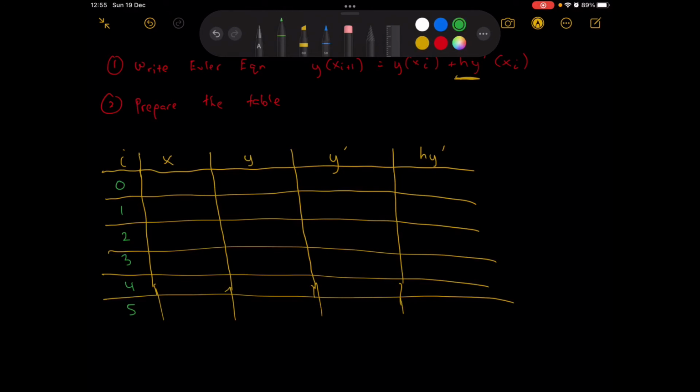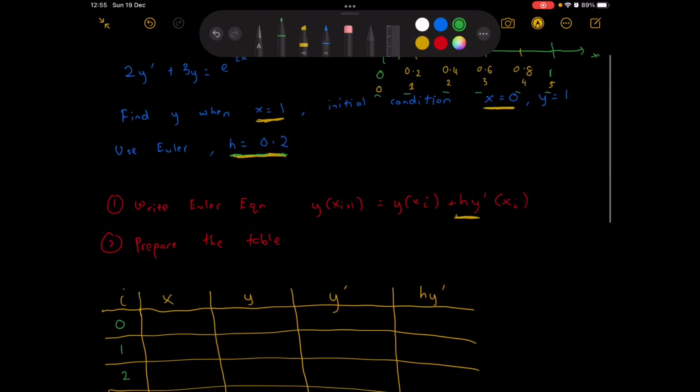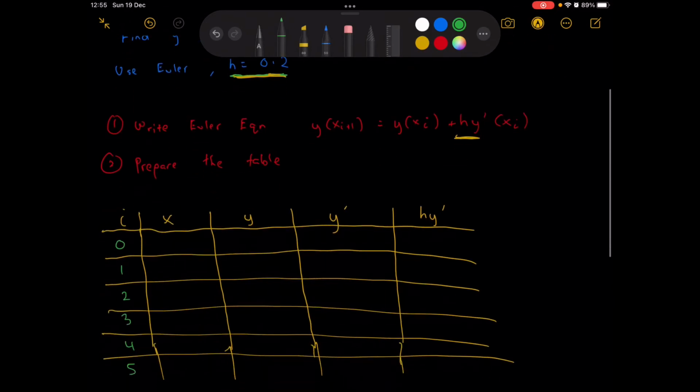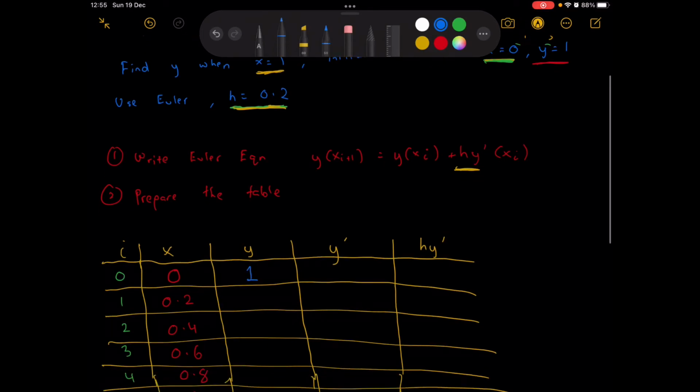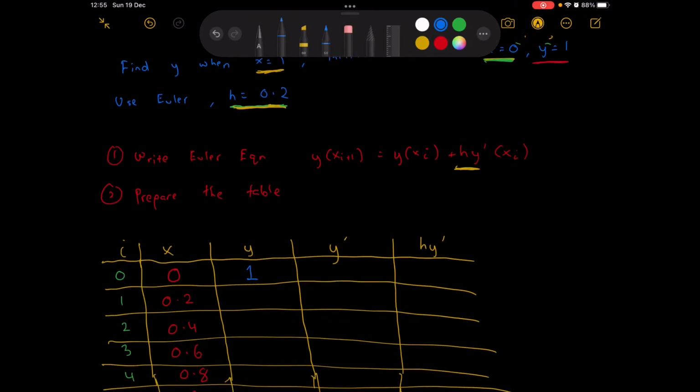And the x value is given as input 0. So x is starting from 0. With a step size h of 0.2, they become 0.2, 0.4, 0.6, 0.8, and 1. And next, we know that the initial value of y is equal to 1. So y is equal to 1. This is the only information that we know so far.